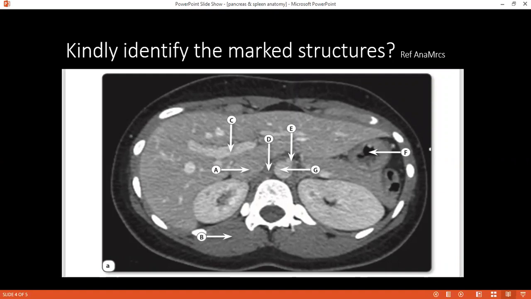Good. Once you are doing splenectomy, what structure should you worry about? It's tail of the pancreas, maybe injured during splenectomy. Yes, very good. Thank you.